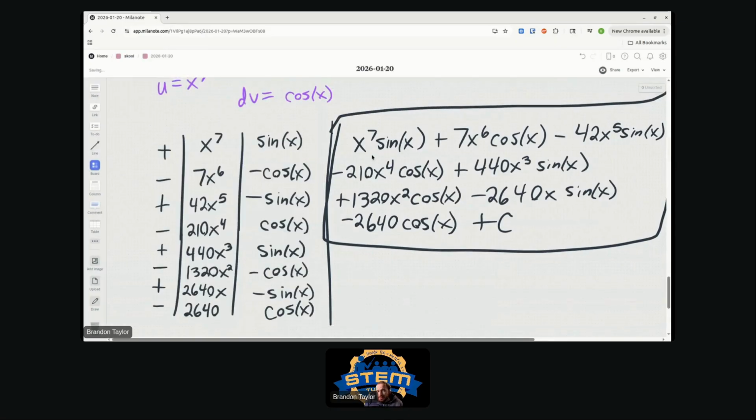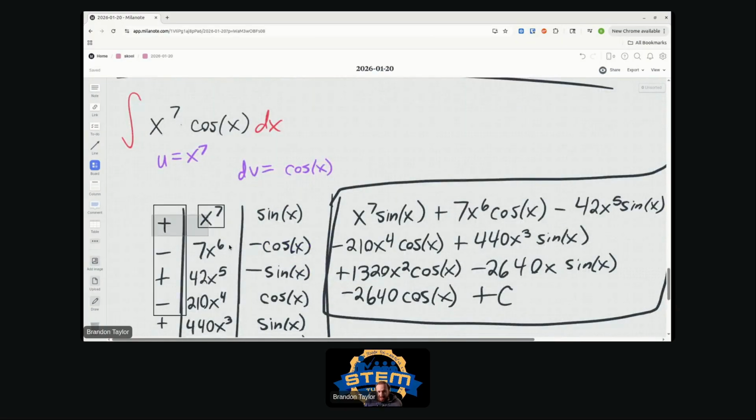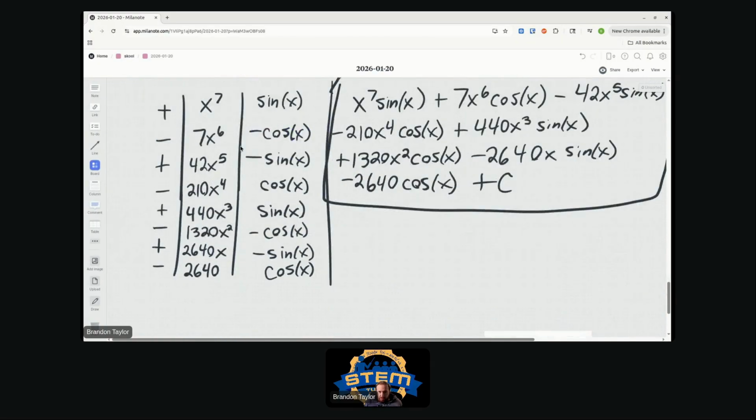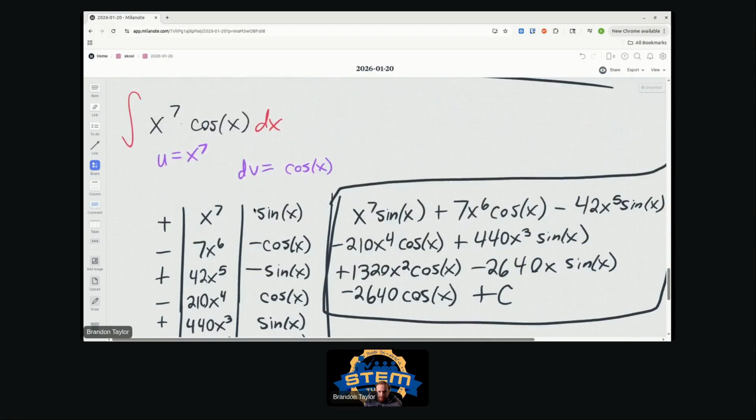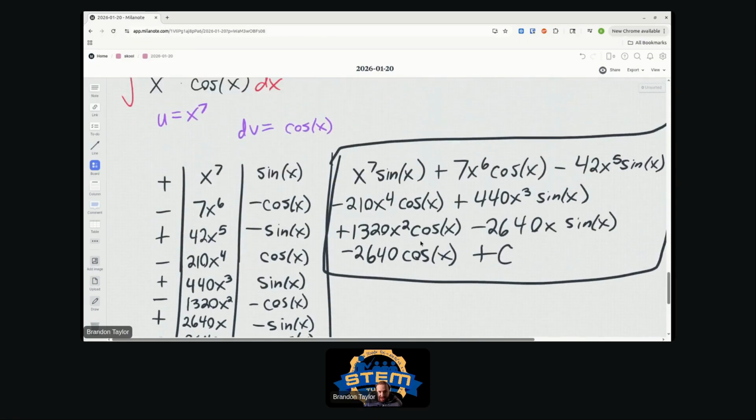So there you go. Because we understand how this pattern works, we can create a table, and we can think of it like an assembly line for integration by parts. It allows you to do integration by parts repeatedly, one after the other. So we just did the equivalent of 7 rounds of integration by parts. This would have been very painful if you tried to do that, but this is the alternative. So there you go. That technique is called tabular integration.